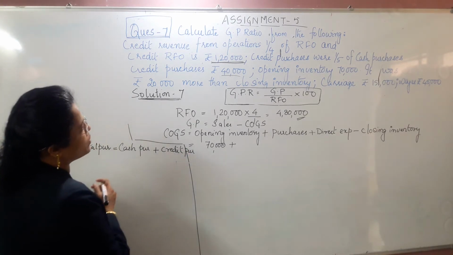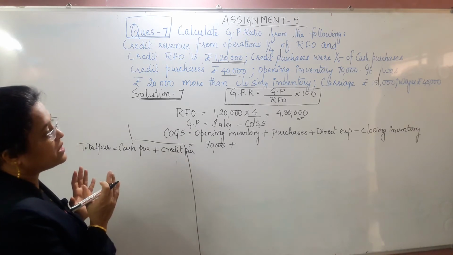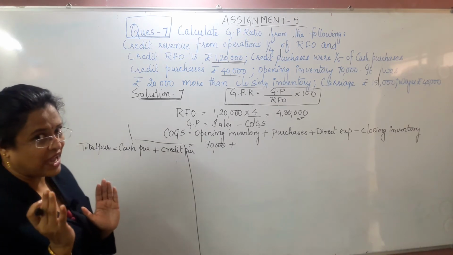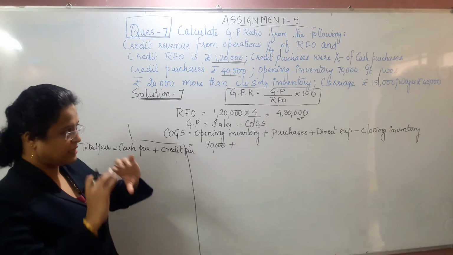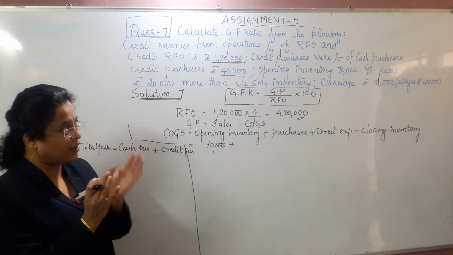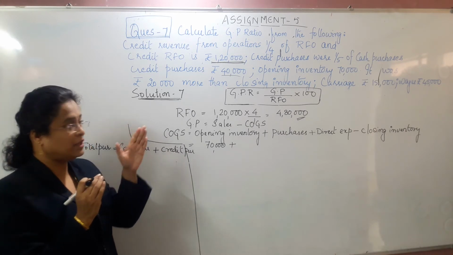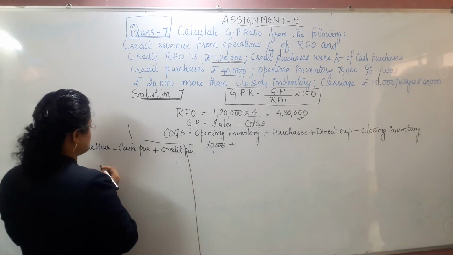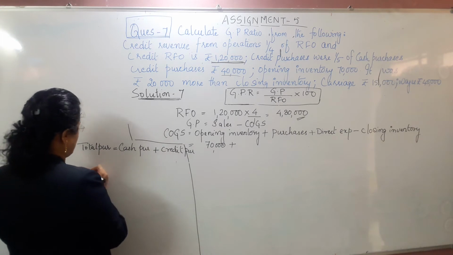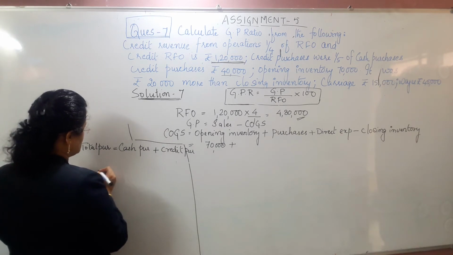Cash purchases: what they are telling us is that credit purchases are 1/5 of cash purchases. It means the cash purchases equal 5, and out of the 5, one part is meant for the credit purchases. The same situation we can do here. So how do we calculate the cash purchases here?